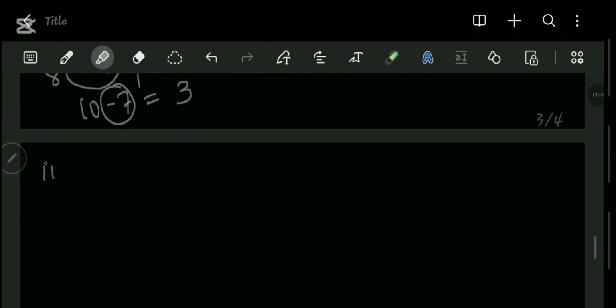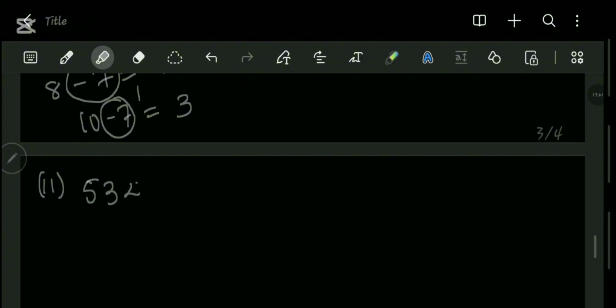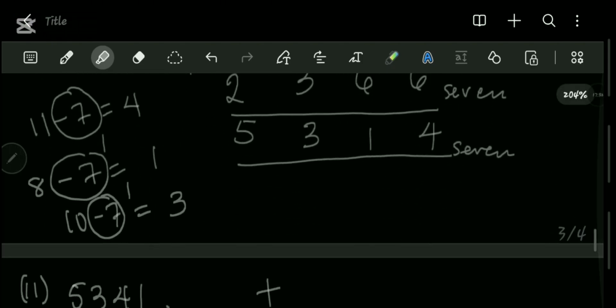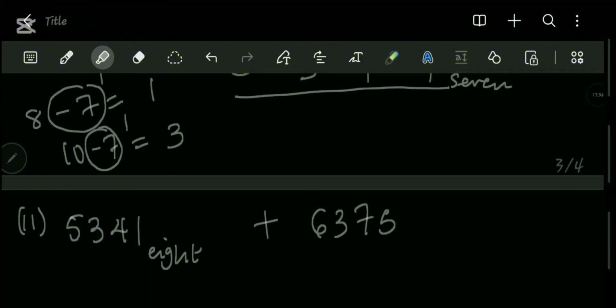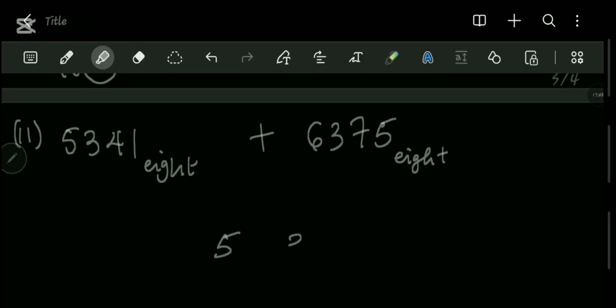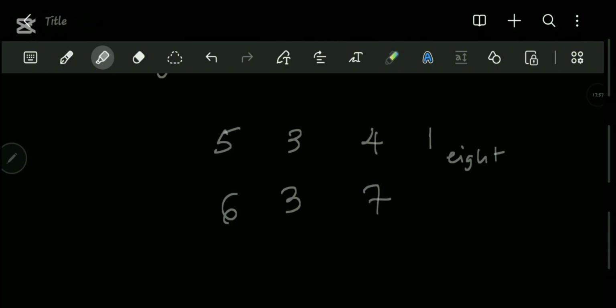Right? And the last question for today, we are asked to add 5 3 4 1 in base 8 plus 6 3 7 5 in base 8. So we have our arrangement: 5 3 4 1. This number is in base 8, and we have 6 3 7 5 also in base 8. So we are told to add.